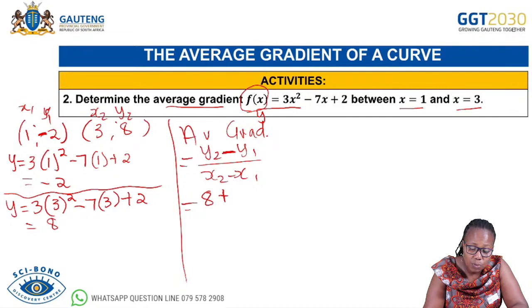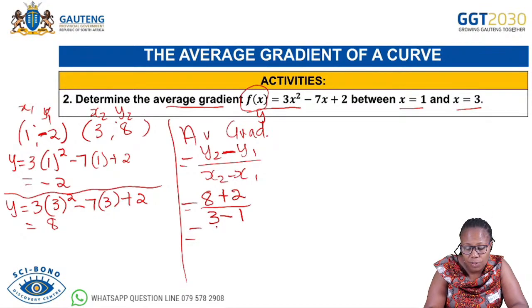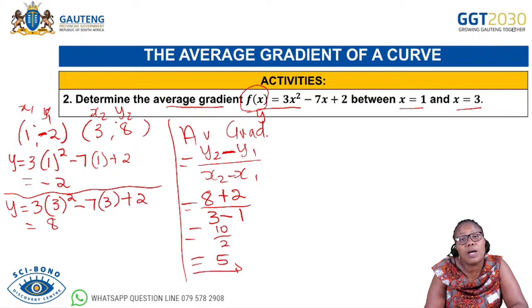So that means y1 will be, the substitution will be 8 plus 2 now. And then the x2 is 3, and then minus 1, x1. And then this is giving us 10 over 2, which is equal to 5. Therefore, that is our average gradient for that one.